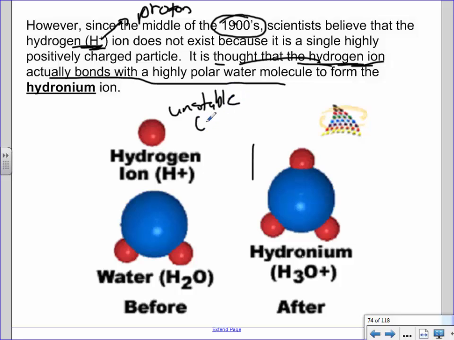Literally, this is a nucleus, all by itself. It's been stripped away of its only electron. So what we like to do instead is, rather than write H+, we write the hydronium instead. It's a better representation. One water takes one proton, and it becomes this guy instead. And so most of the reactions we write are going to be written with H3O+.